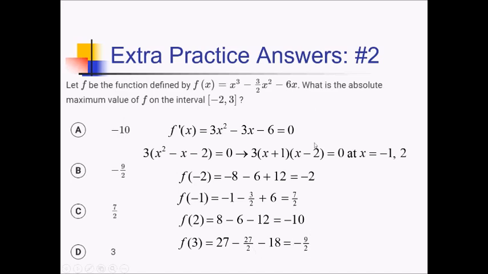Now, out of all these, we were looking for the absolute max. So since I have negatives and positives, obviously none of the negatives is going to win. There's only one positive, 7 halves. So that ends up being our max. Choice C.